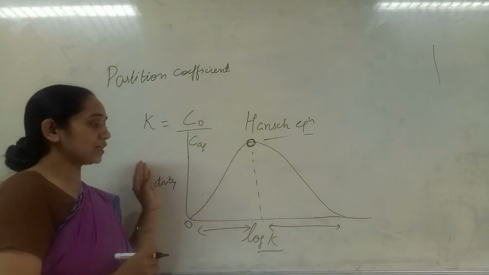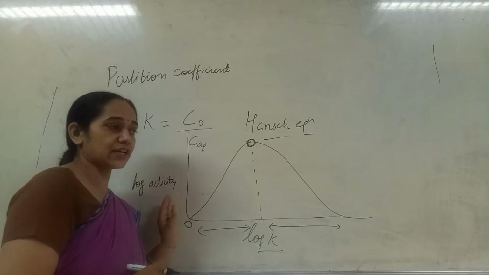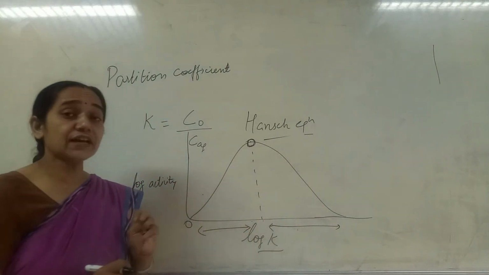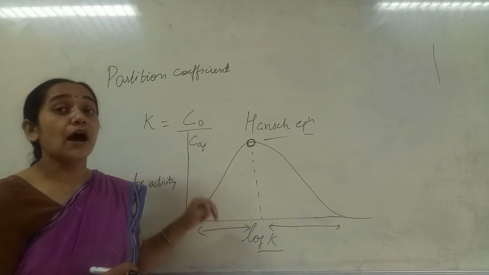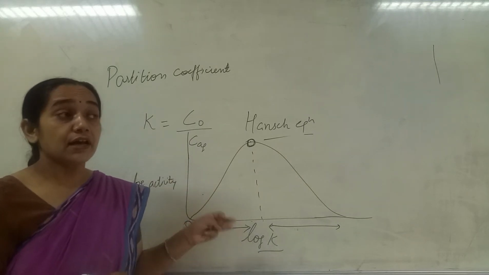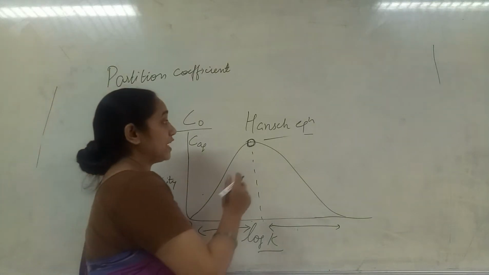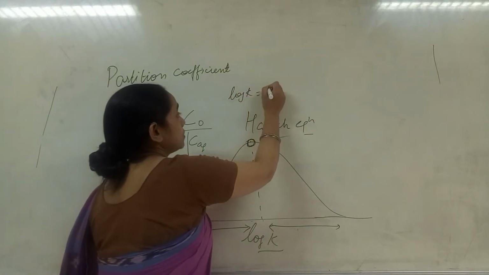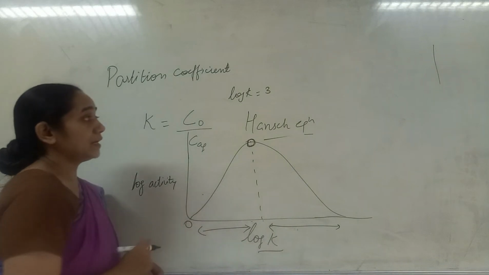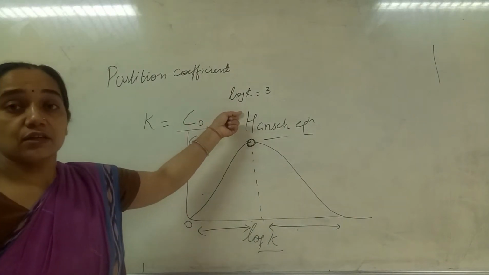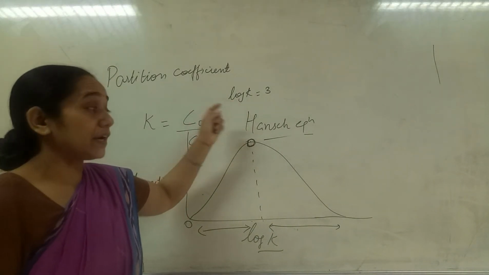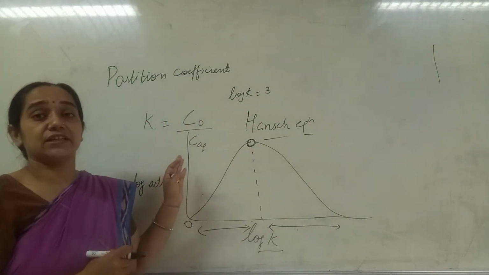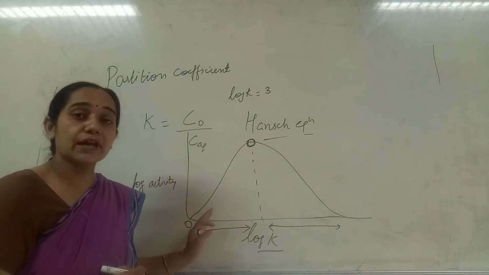They are either towards the left side of the graph, or towards the right side. So how will we consider a drug? If a drug has a log K value equal to 3, then we say it is a suitable candidate. But if its value is significantly less than 3, then it is a poor candidate.